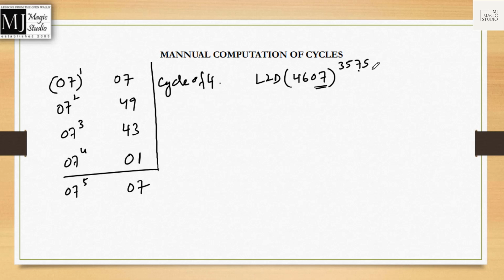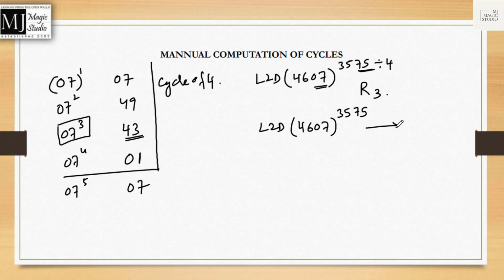That means it's simple. Divide the last two digits of the power by 4 and find the remainder. So when 75 is divided by 4, 72, remainder is 3. Remainder 3 means we are looking for the third power of 7, which gives 43. That means the last two digits of 4607 to the power 3575 are 43.